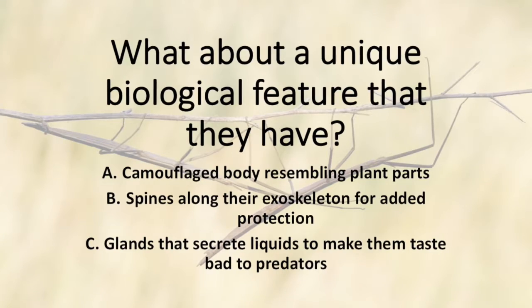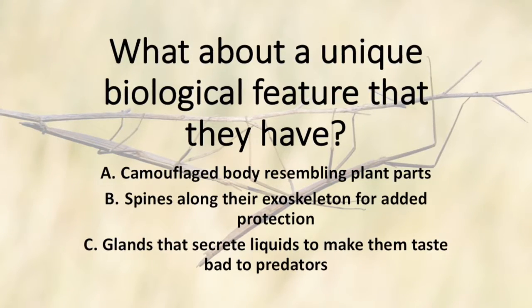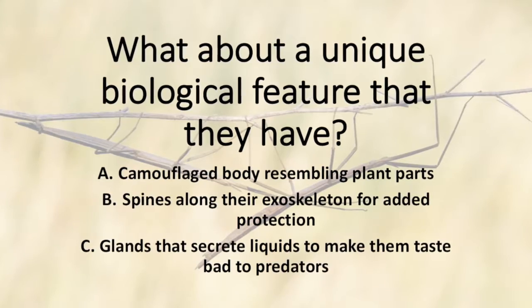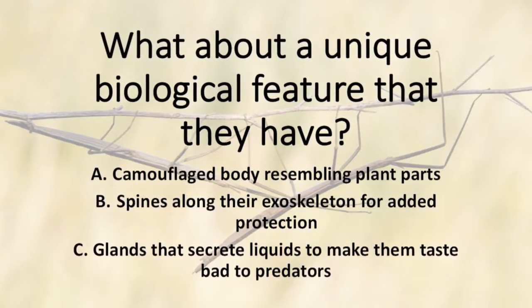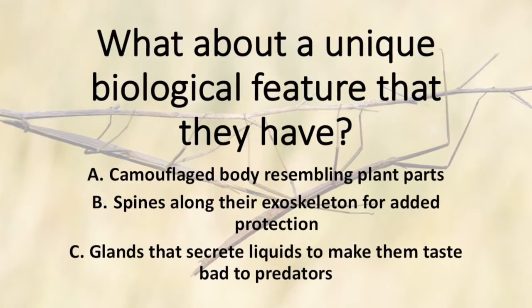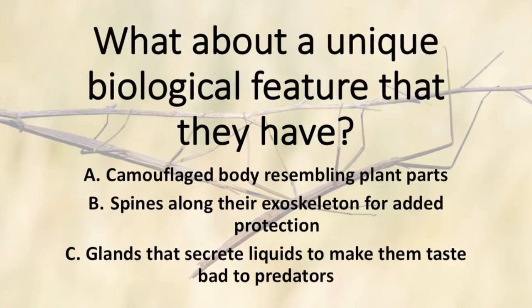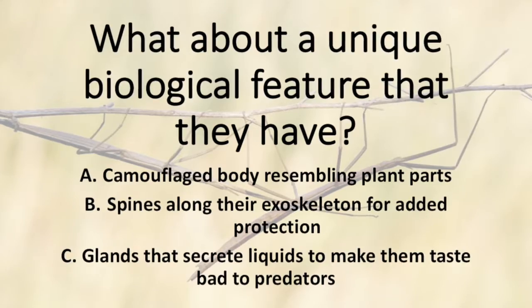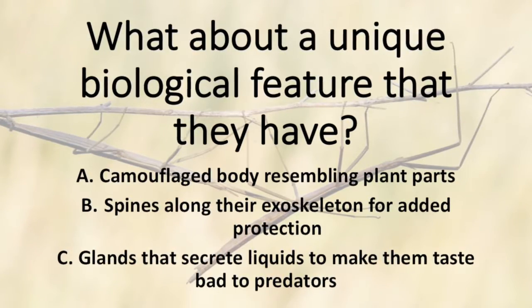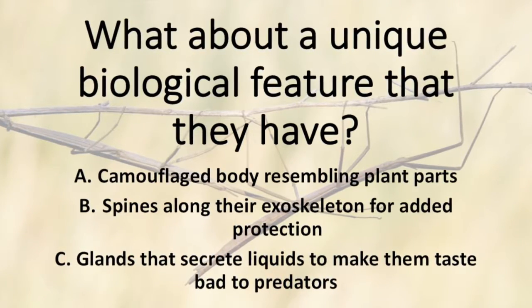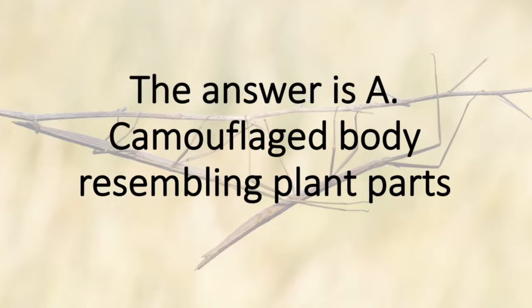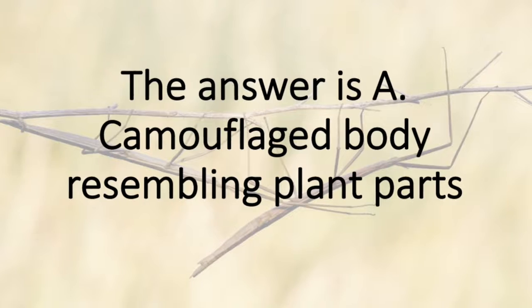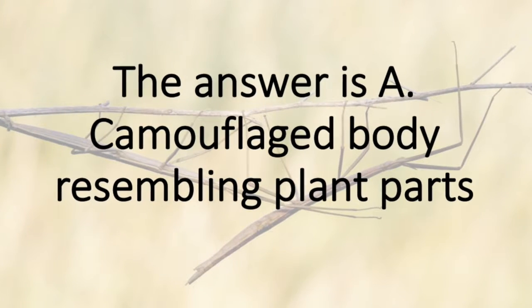What about a unique biological feature that they have? Is it A. camouflage body resembling plant parts? What about B. spines along their exoskeleton for added protection? Or do they have C. glands that secrete liquids to make them taste bad to predators? The answer is A. Stickbugs are uniquely camouflaged to resemble the plant parts as a defense mechanism.